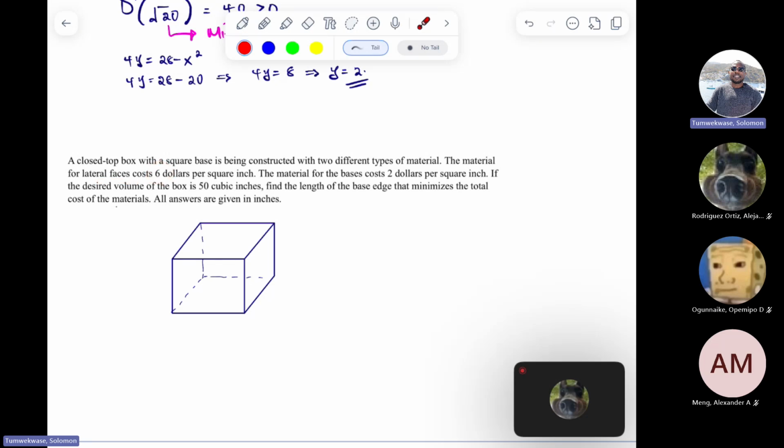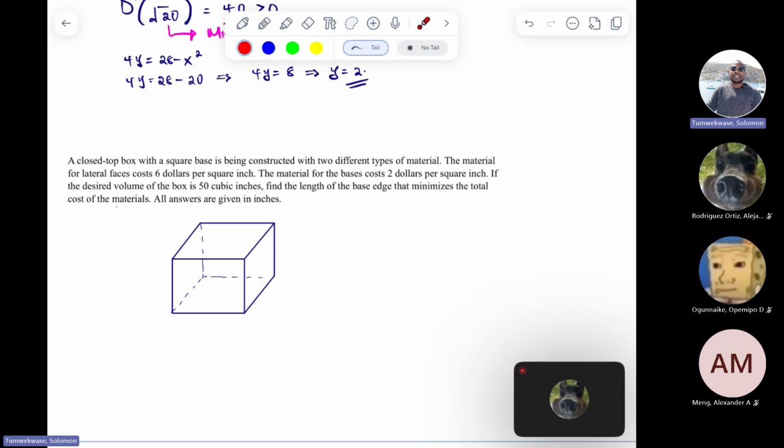The material of the bases, so we have this base here, this base down, and if we flip this box, then we shall have that top as the base. So the material for the bases costs $2 per square inch. If the desired volume of the box is 50, find the length of the base edge that minimizes the total cost of the materials.